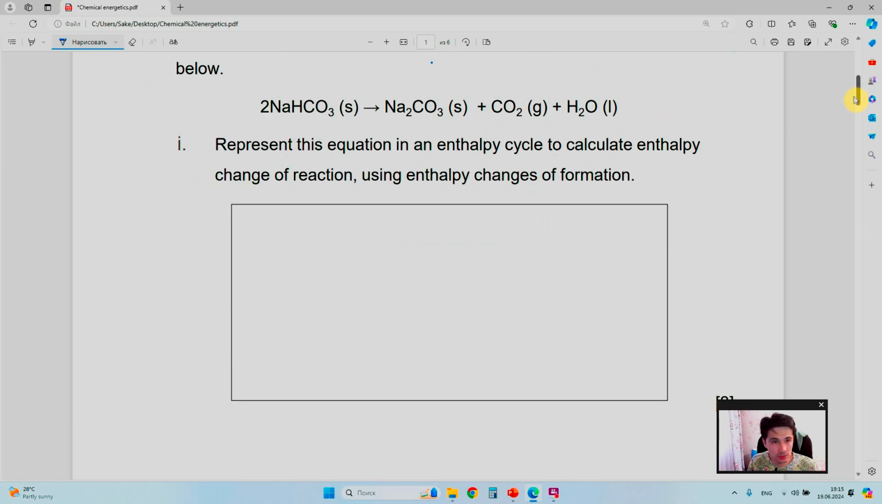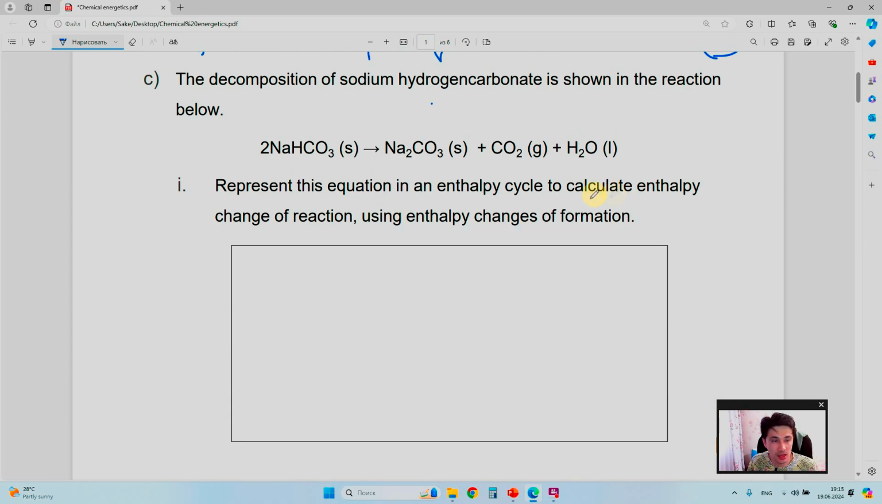Alright, next question is about enthalpy change and Hess law. So in that question, you need to represent this equation in enthalpy cycle using only enthalpy changes of formation. So first of all, we need to memorize what is it formation enthalpy change. So formation enthalpy change is the enthalpy change when 1 mole of a substance is produced from its elements in their standard states, of course under standard conditions.